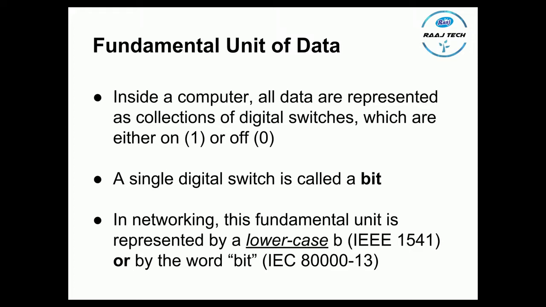In order to measure throughput, we first need to look at some fundamental data units. Inside a computer, all data are represented as collections of digital switches, which are either on or off, 1 or 0. An individual digital switch is called a bit. And in networking, this fundamental unit is represented by a lowercase b, according to the IEEE 1541 standard, or by the word bit written out with a lowercase b using the IEC 80000-13 standard.